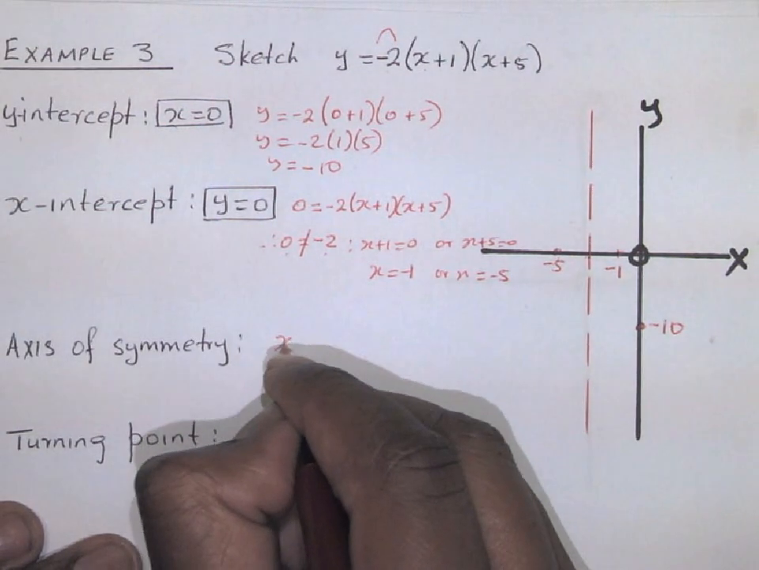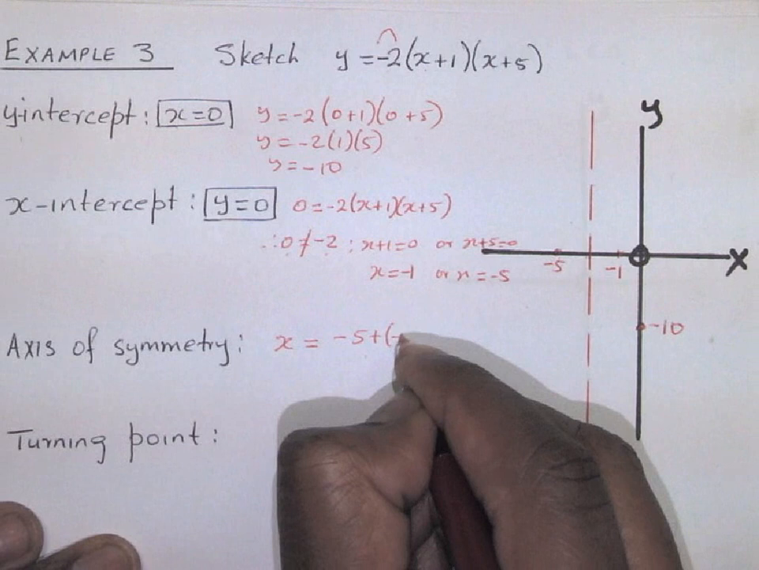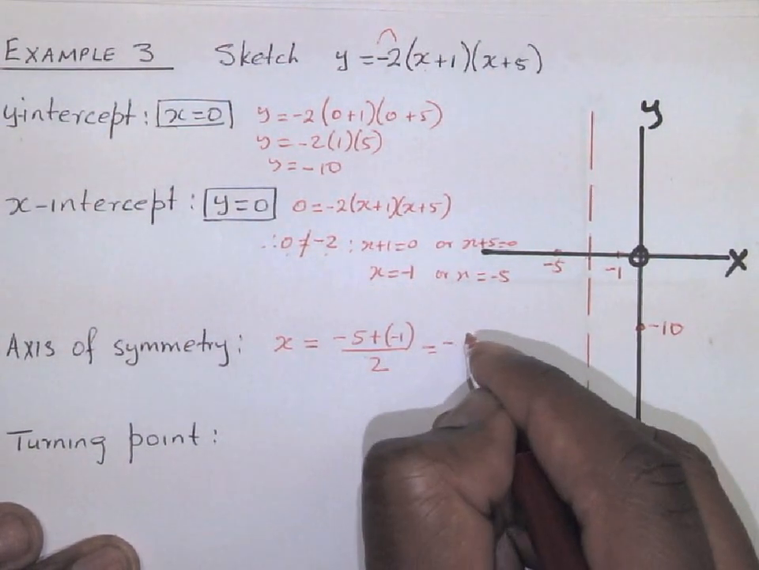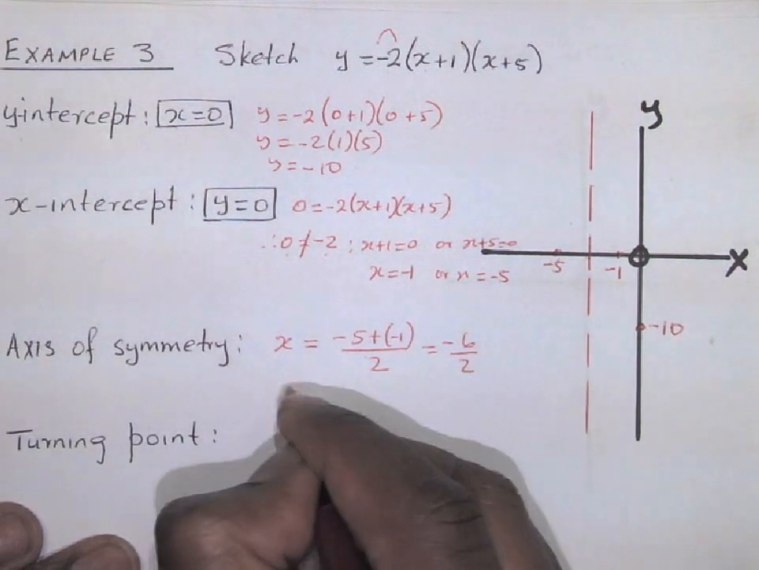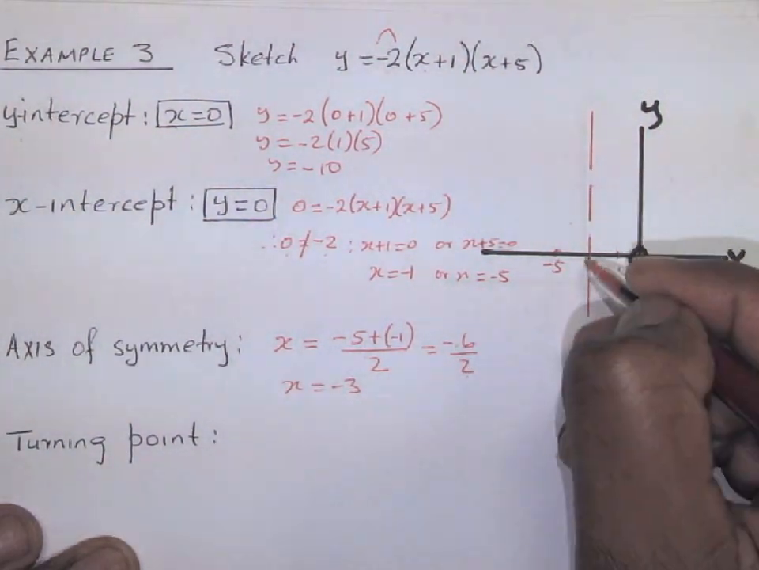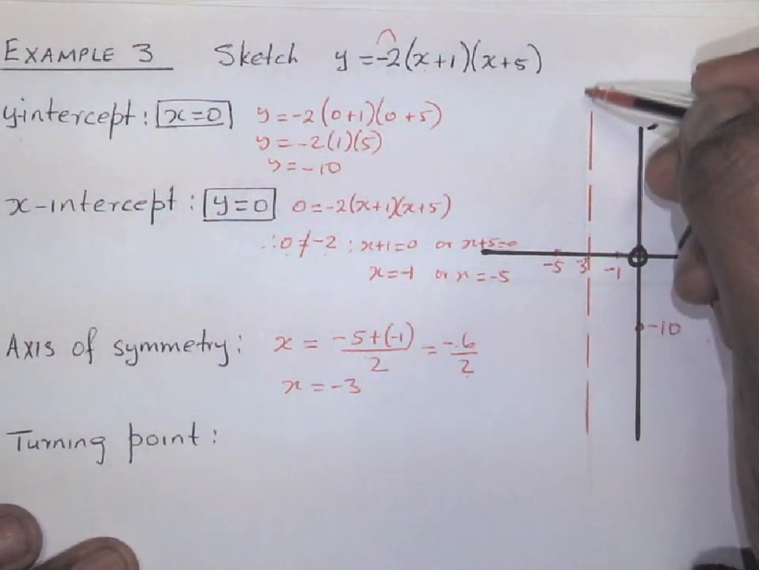So the axis of symmetry will be the line x is equal to minus 5 plus minus 1, divided by 2. You add the minus 5 and the minus 1 and you divide by 2. So what do you get? On top is minus 6 over 2. So what is your answer? x is equal to minus 3, because minus 6 divided by 2 is minus 3. So it's minus 3 there. So it means that this line here is where we get the turning point.